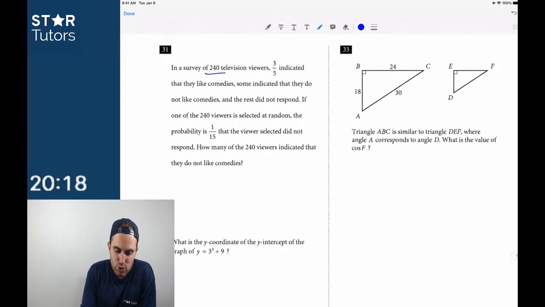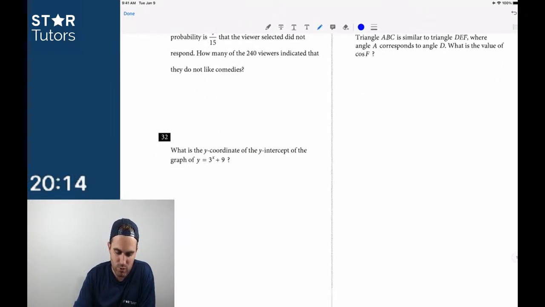In a survey, 240 television viewers, I'm going to skip that one for right now. What is the y-intercept, where x is equal to 0? That should be pretty straightforward. Always write this down. If you see y-intercept, it's x equals 0. If you see x-intercept, y equals 0.